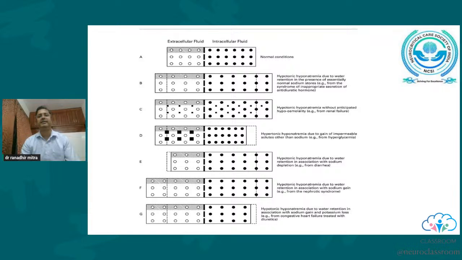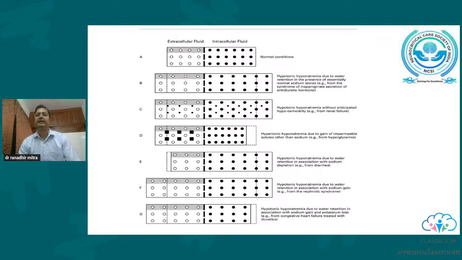So there will be an increase in both intracellular and extracellular fluid, because fluid will move freely from the interstitium into the intravascular space. So there will be an increase in fluid in both the extracellular and intracellular space. In hypotonic hyponatremia, there are essentially normal sodium stores.